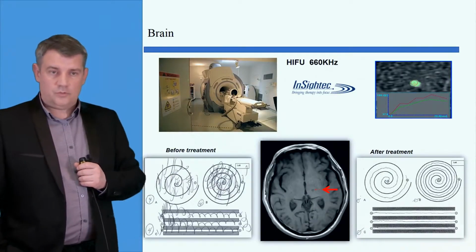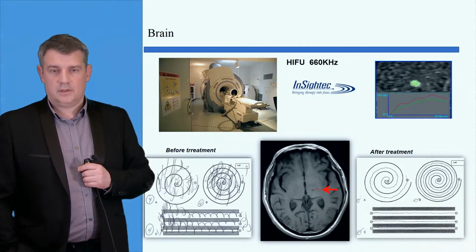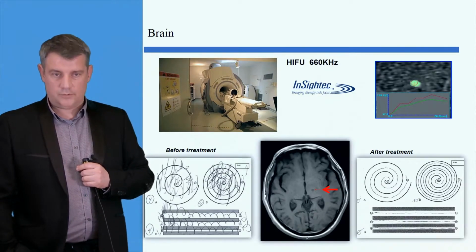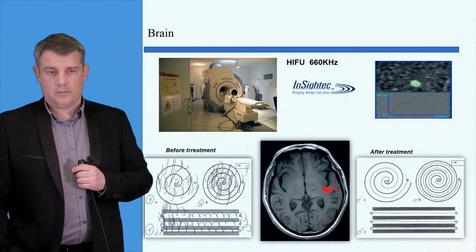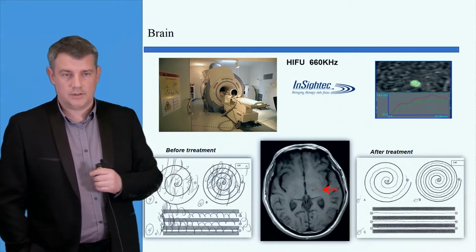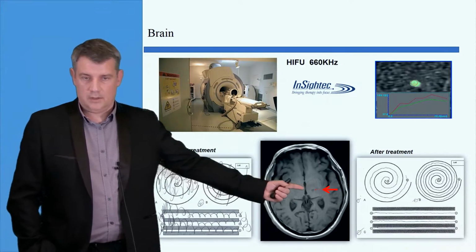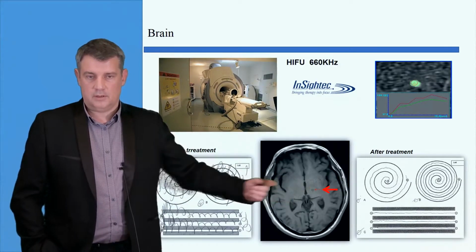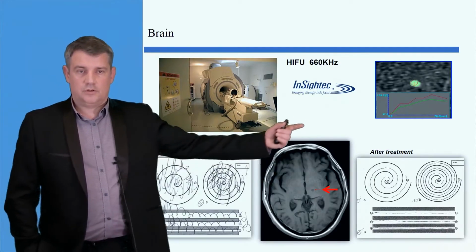If we now go to the brain, it is well known this Insightec system that has been used for the treatment of essential tremor. So you can see, for example, in the bottom left and bottom right, the score of the patient before and after treatment, and you can see in the image in the middle that the lesion has been created in the brain. And you can use MR thermometry during treatment.